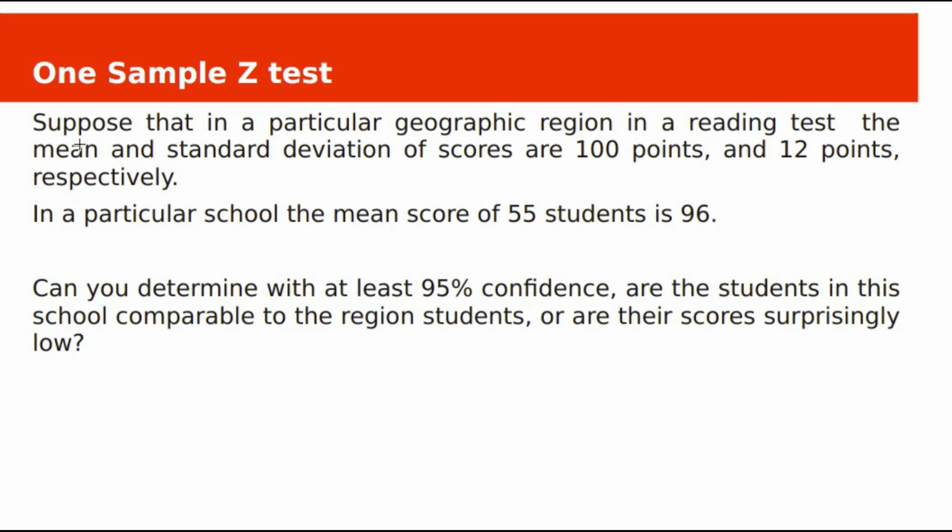Let's take another example. In a particular geographic region, in reading tests, the mean and standard deviation of scores are 100 points and 12 points respectively. In a particular school, the mean score of 55 students is 96. We need to test whether these school students have lower scores than these region students at 95% confidence level.